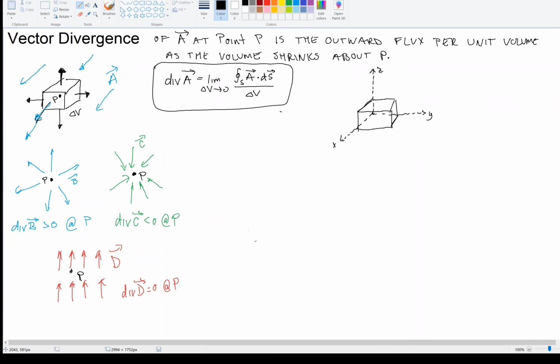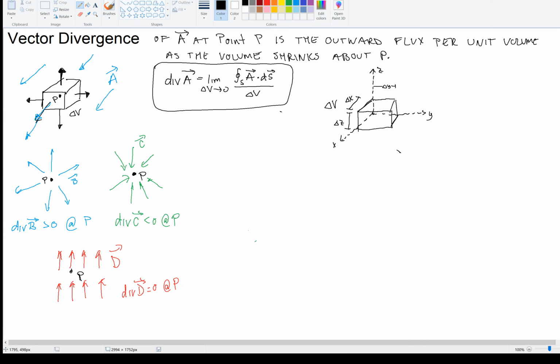We have a volume, we call it delta V, and we're going to say that point P is at the origin, and we're going to shrink this thing towards the origin. So we're going to call this dimension delta Y, just a small change in the Y dimension. And we're going to call this thing here delta X, a small change in the X direction. And we're going to call this thing delta Z, a small change in the Z direction.